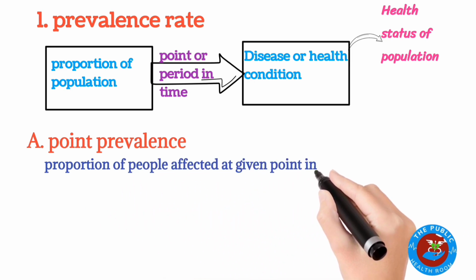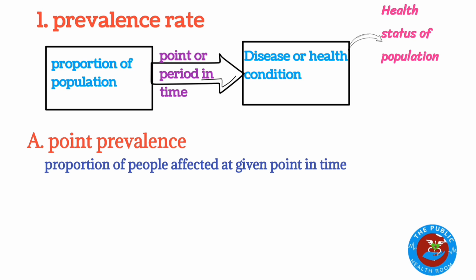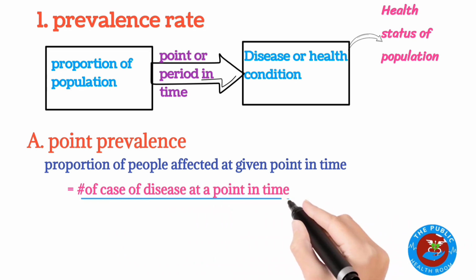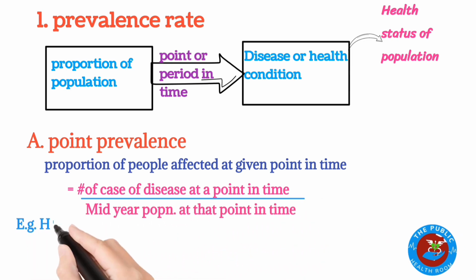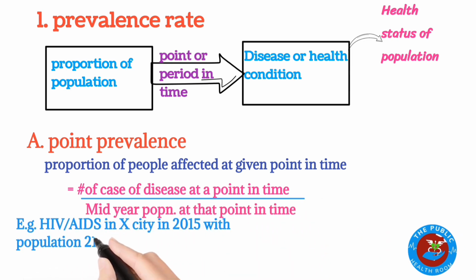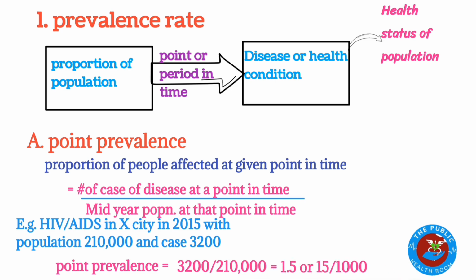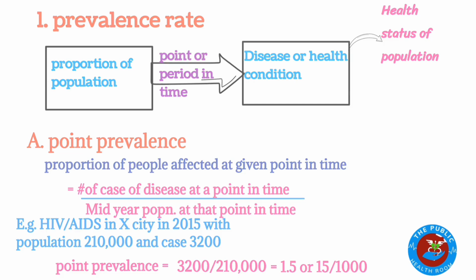It may not be useful for assessment of diseases with a short generation period or shorter period of communicability. Calculated by the formula: number of cases of a disease at a point in time over mid-year population at that point in time. For example, HIV/AIDS in X city in 2015, with population 210,000 and cases 3,200. What is point prevalence? Point prevalence is equal to 3,200 over 210,000, which is 1.5%, or 15 per 1,000 population.